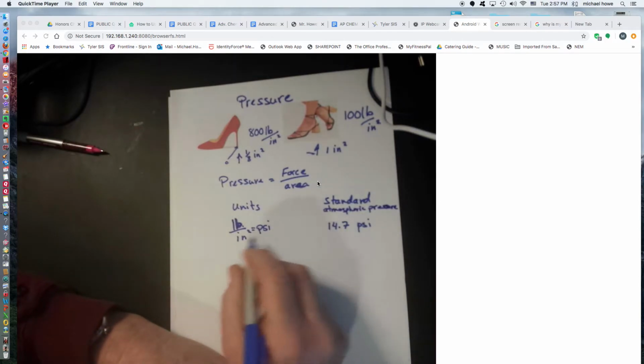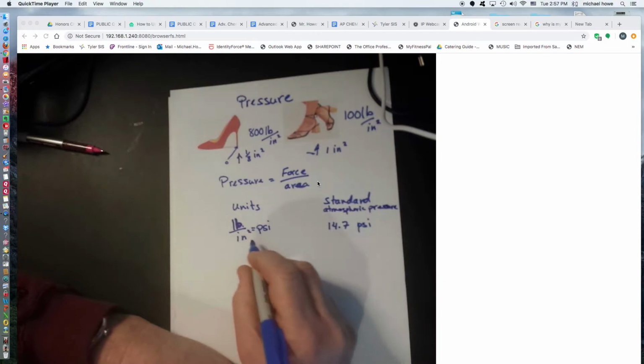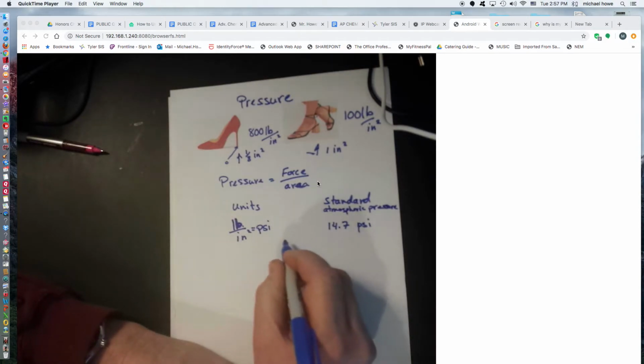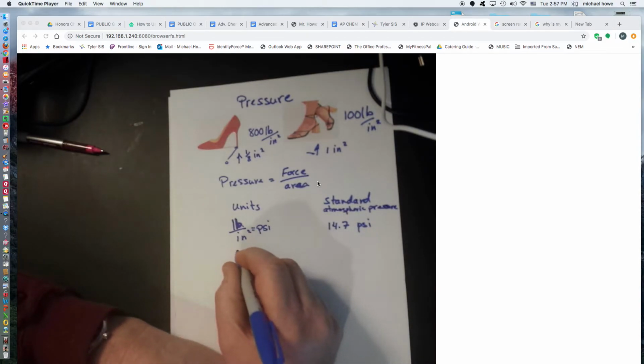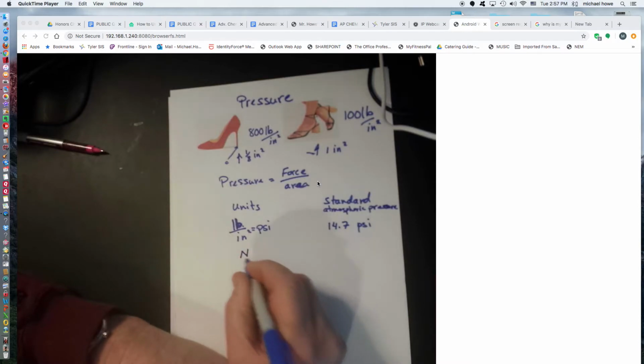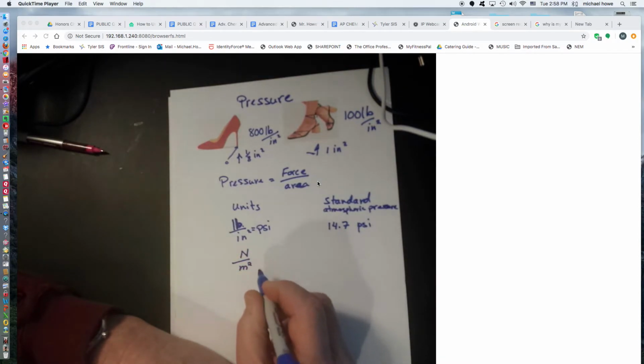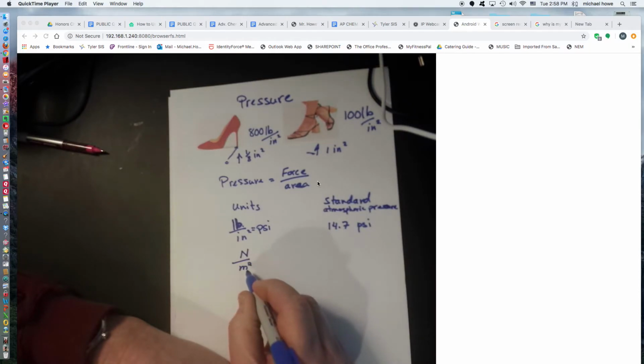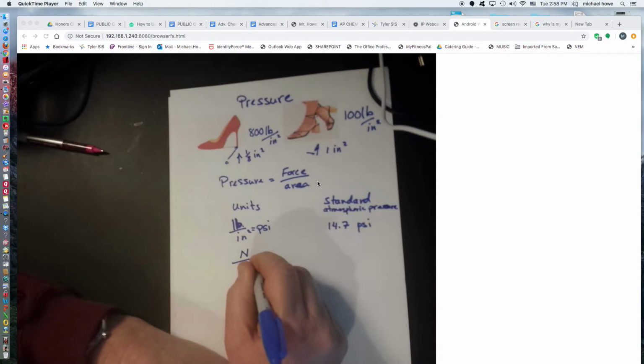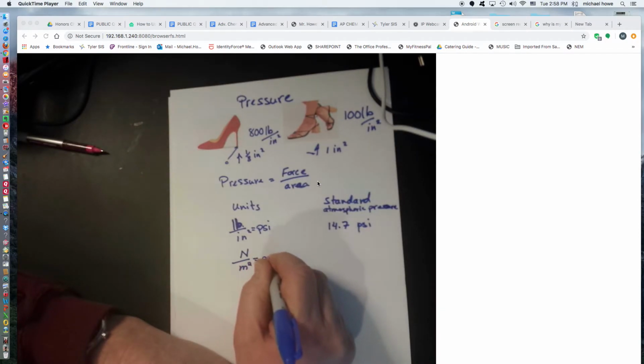Of course, this doesn't look very scientific in terms of what we usually talk about in chemistry, where we use the metric system, and this is the English system. So in the metric system, the unit of force that we use is a Newton. And the unit of length is a meter, so we often talk about pressure in terms of newtons per square meter. Now, a Newton per square meter is called a Pascal.